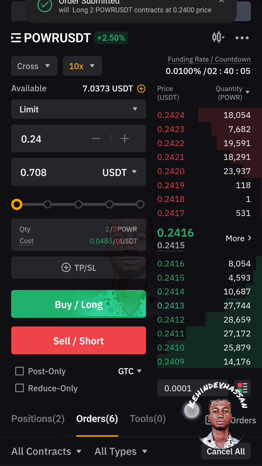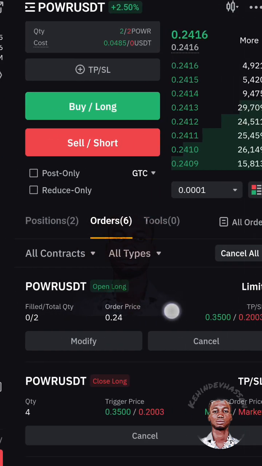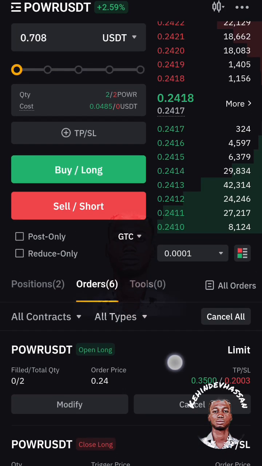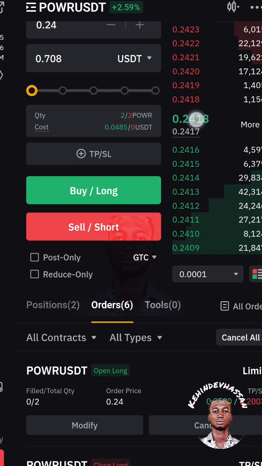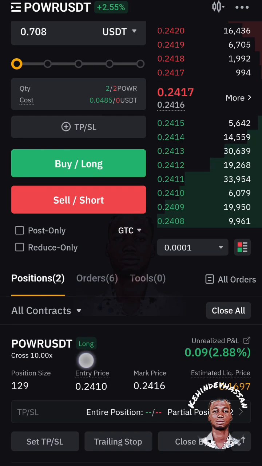By clicking on long, you can see that we have an open long here, based on what we just posted. It's a limit order, like I explained. It's a pending order. It is waiting until the price reaches 0.24. Currently it's about 0.2417, so it's waiting for it to come down to 0.24. Then it is going to kickstart. That's how it works.